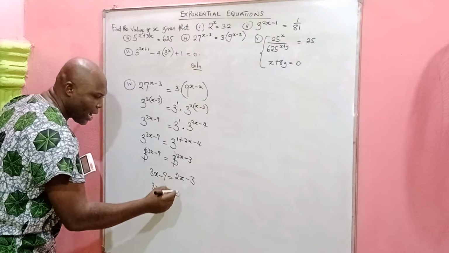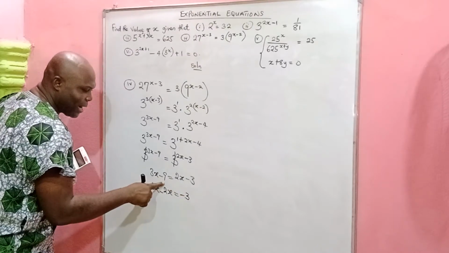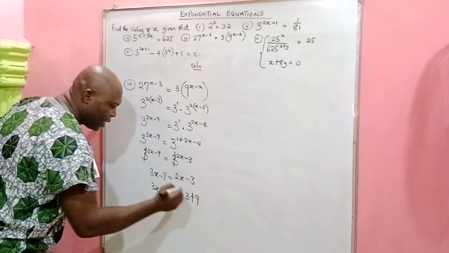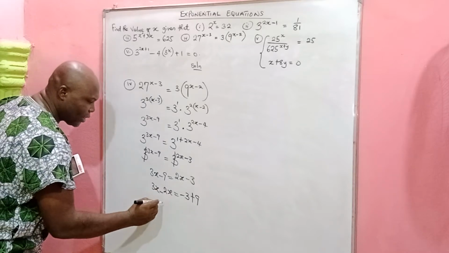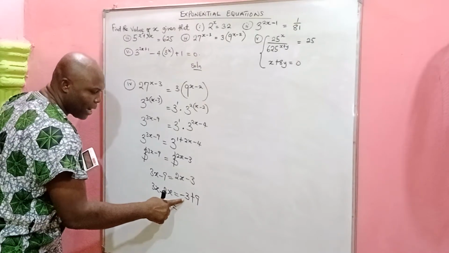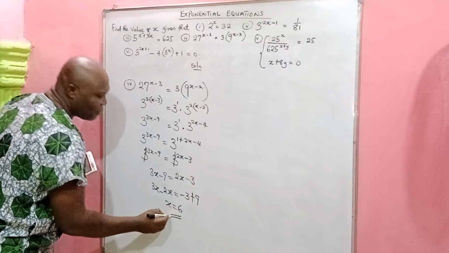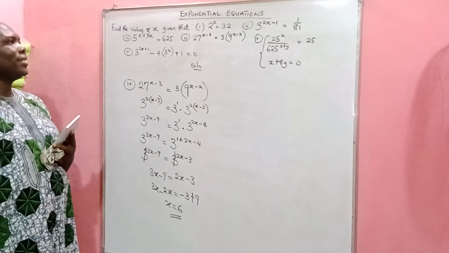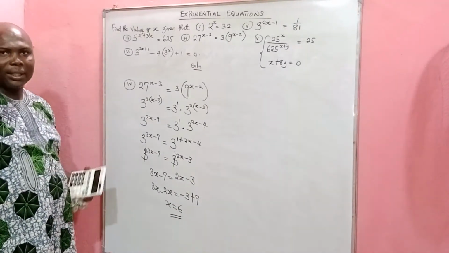Is equals to what we have here is minus 3, whereas this minus 9 will cross to be plus 9. So at this point, 3x minus 2x will give us only 1x. Minus 3 plus 9 will give us 6. So the value of x equals 6. As simple as that. So simple.